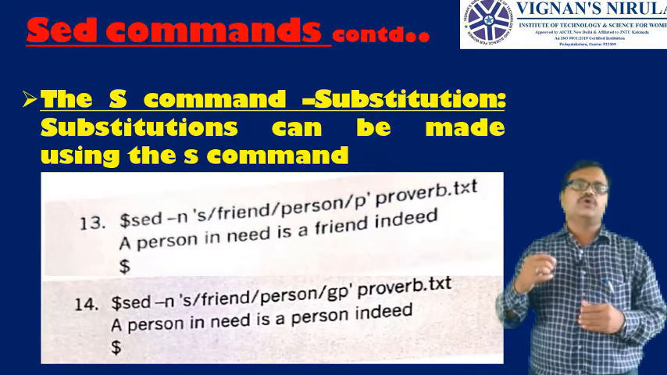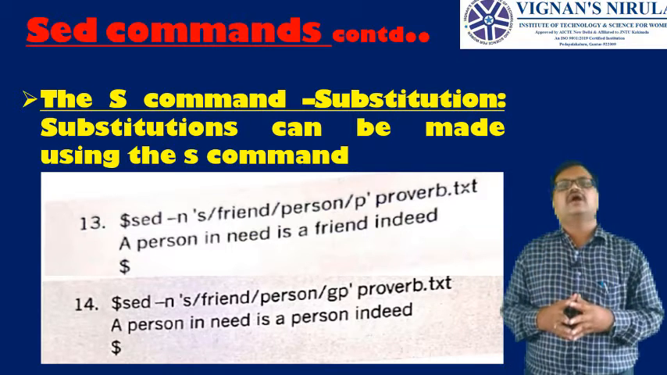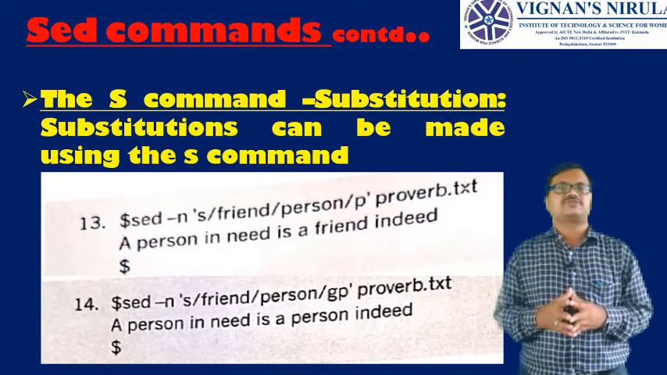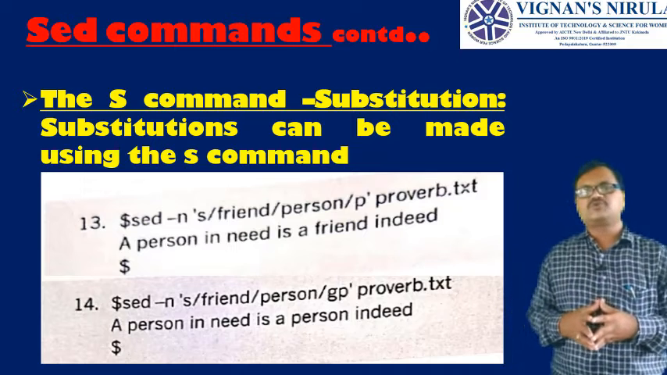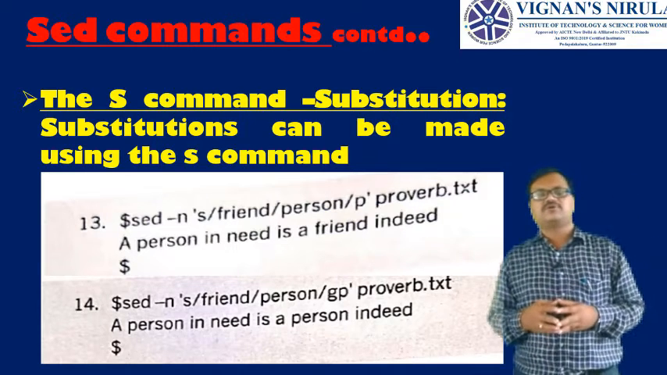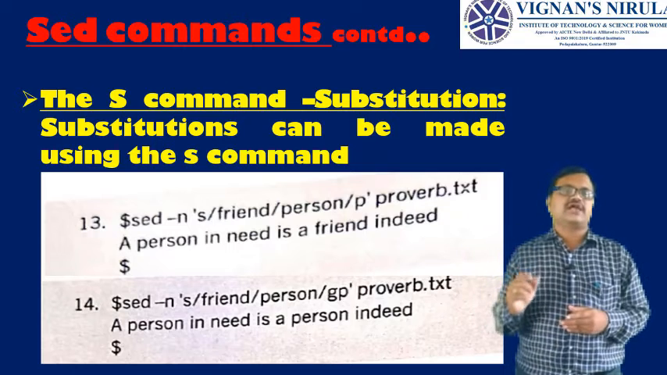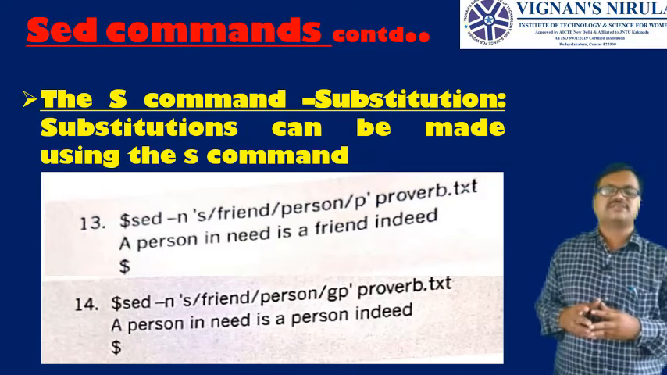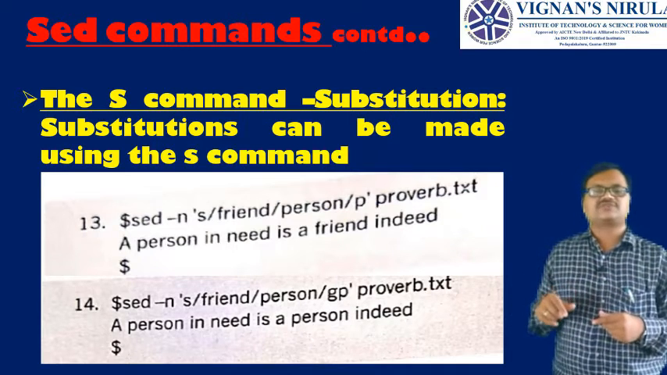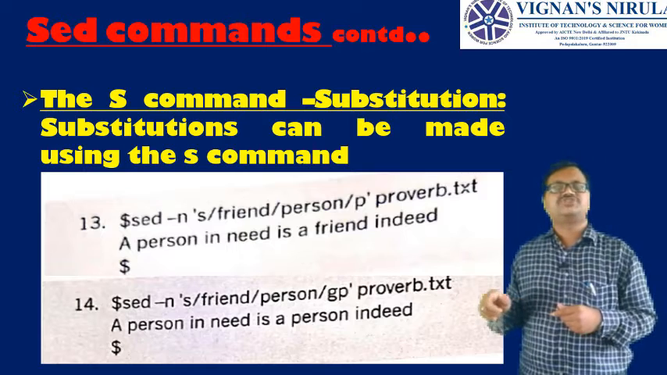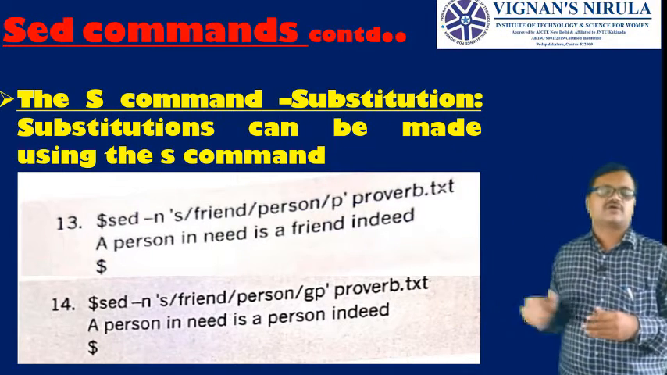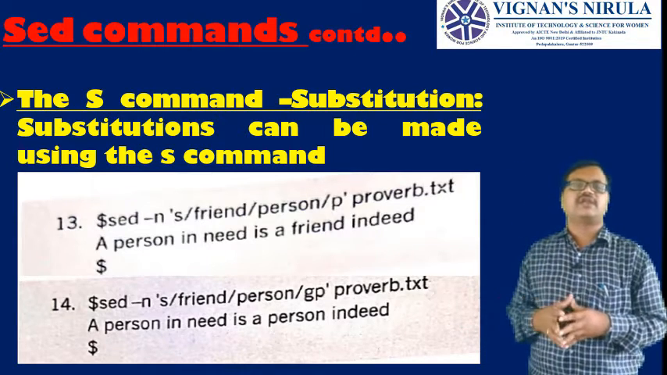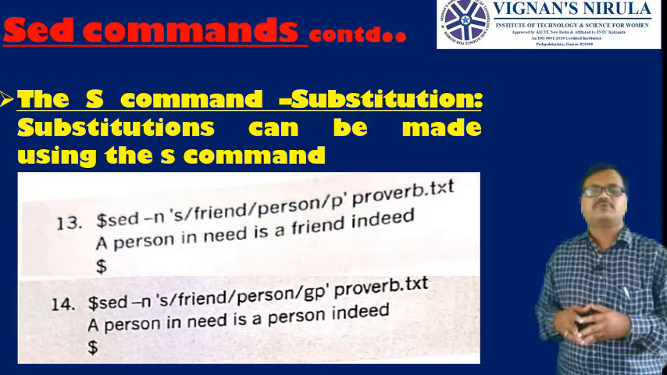So here, how to replace all the occurrences of the pattern friend? The word friend occurred 2 times, but only the first word is replaced with person. So how do you substitute the second word friend also with person? You can do that using g at the third slash. That is: sed space minus n space single quote s slash friend slash person slash gp single quote close space probe.txt. If you give it like that, "a person in need is a person in need" gets printed.